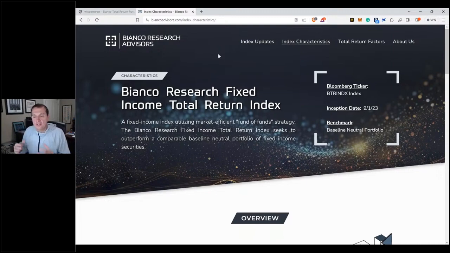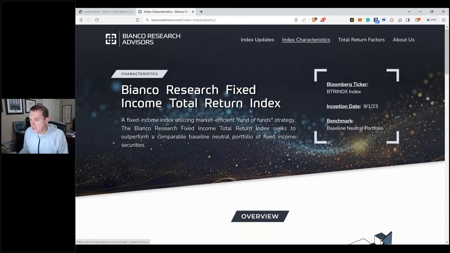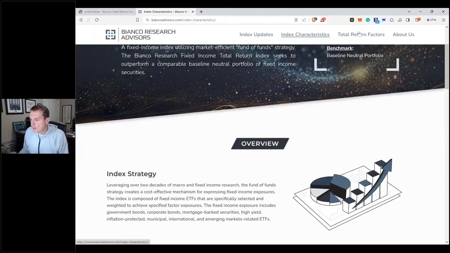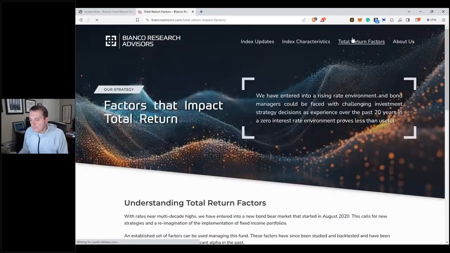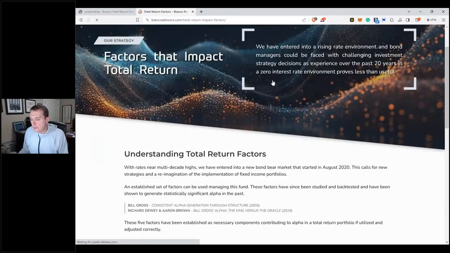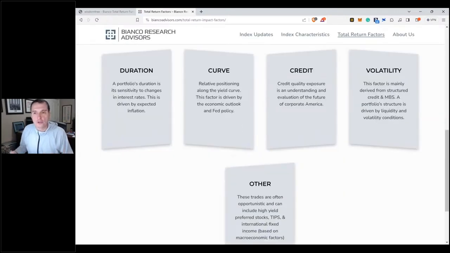And we are running this index as a long-only strategy. So we are always long the market. If I was to jump onto the index characteristics page or the factors page, we have identified 5 factors that we believe drive the total return of an index. Duration, are you long or short the index? And I'll talk about what we are in a second.